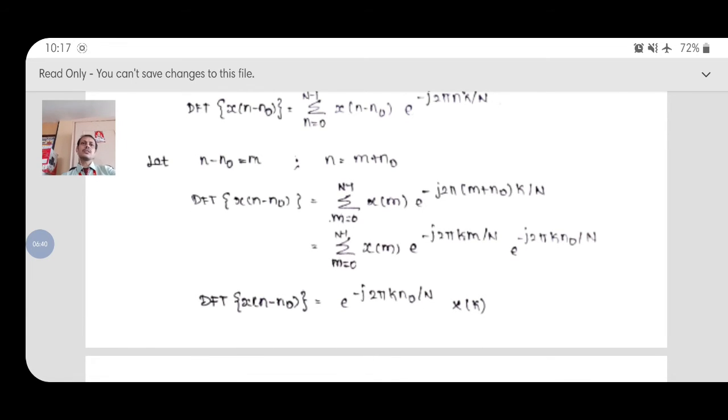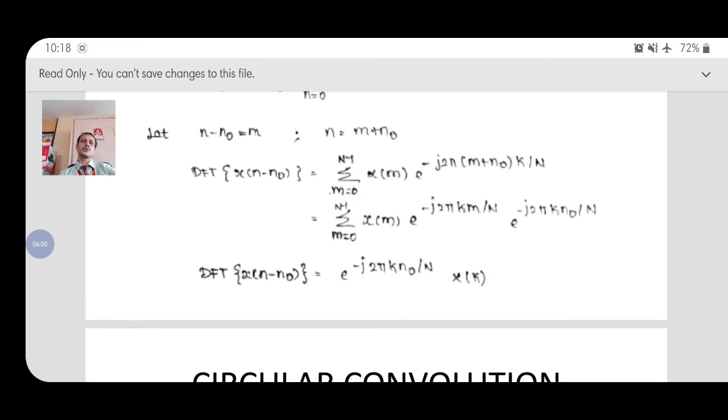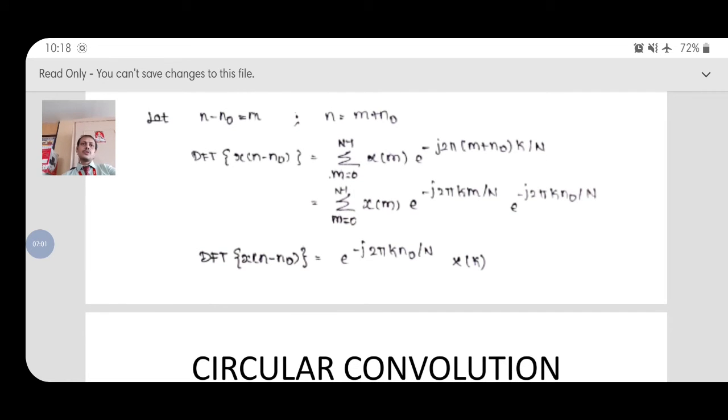We will get summation m equal to 0 to N minus 1 x of m e power minus j2 pi (m plus n naught) k by N. So we can separately write it as e power minus j2 pi km by capital N and e power minus j2 pi k n naught by capital N. So finally it is e power minus j2 pi k n naught by capital N.